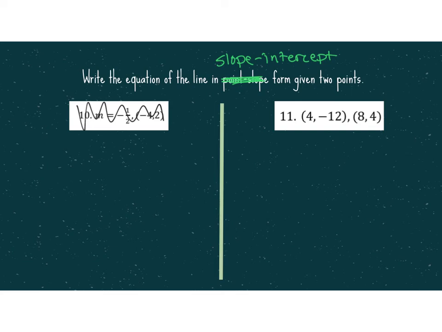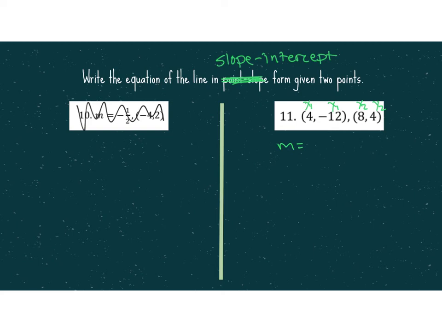So write the equation of the line in slope intercept form given the 2 points. So now in this one, we don't have the m yet. All we have is 2 points. So we have to start by finding the slope. This is our x1, this is our y1, this is our x2, this is our y2.